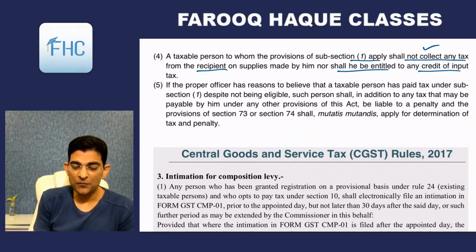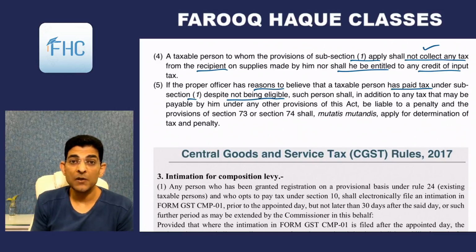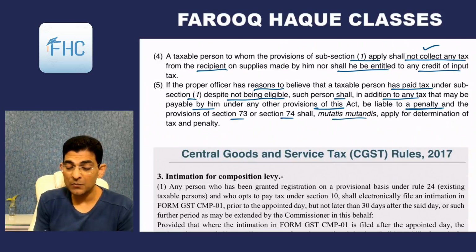And lastly, it says if the proper officer has reasons to believe that a taxable person has paid tax under subsection 1 despite not being eligible. You are not eligible for this scheme, but still you paid tax on composition basis, then what will happen? Such person shall, in addition to any tax that may be payable by him under any provisions of the Act, means section 9(1), be also liable to penalty, and the provisions of section 73 and 74 shall mutatis mutandis apply for determination of tax and penalty.